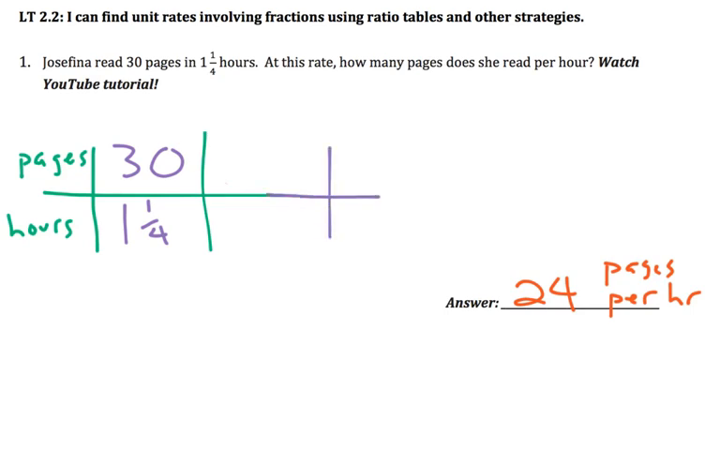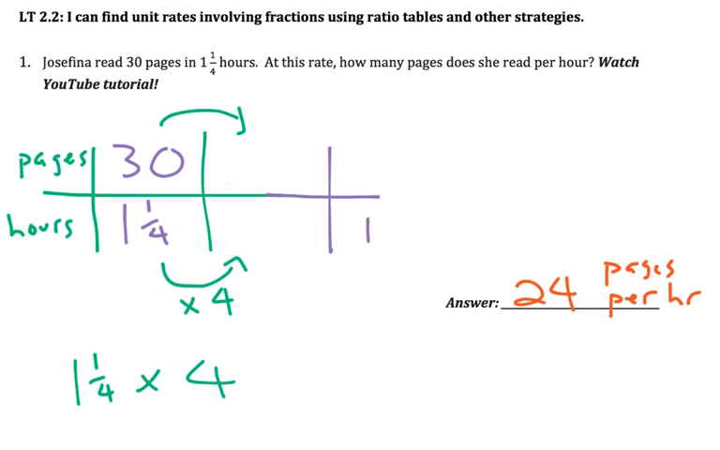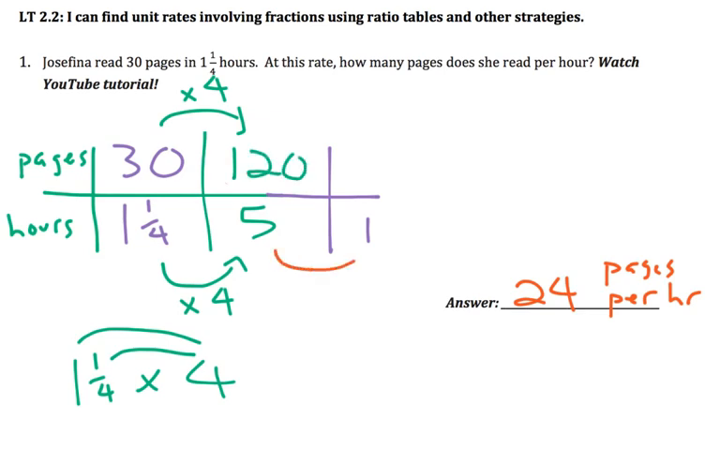So if we're trying to get to 1 hour, one strategy would be to scale up before we scale back down. So I'm going to multiply 1 1/4 times 4, and 30 times 4. 4 times 1 is 4. 4 times 1/4 is another whole, so this is 5. And then 30 times 4 is 120. And then now we scale it back down by using division. And 120 divided by 5, we just figured out, would be 24.